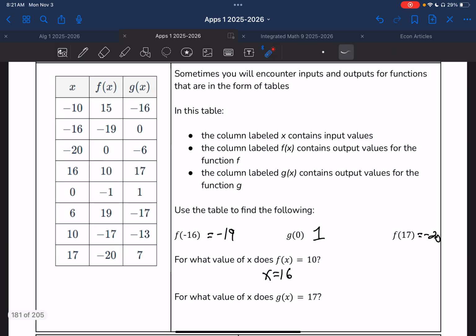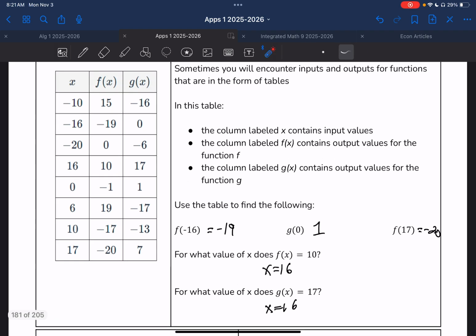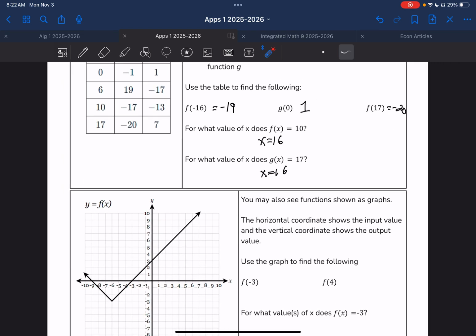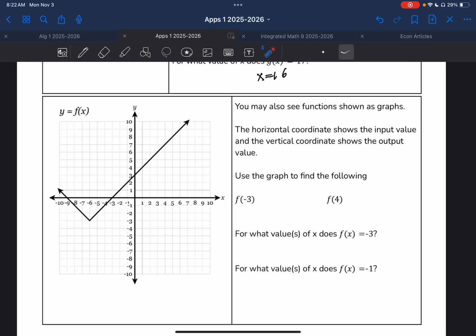Or when is g of x equal to 17? We go to g of x and see that that's actually the same row, right? So when x is 16, that's when f of x equals 10 and g of x equals 17. So you can go either way. Either start with the x value and figure out what the value of the function is, or start with the value of the function and work backwards to figure out what the value of x needs to be.